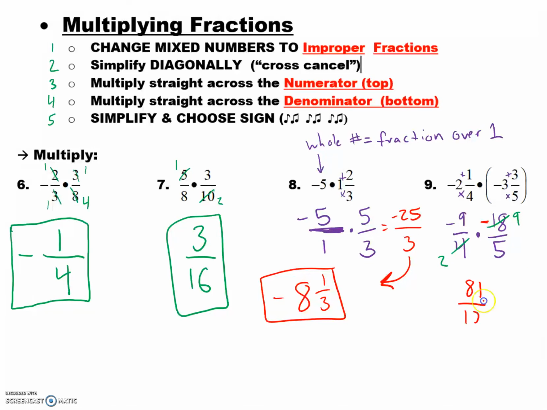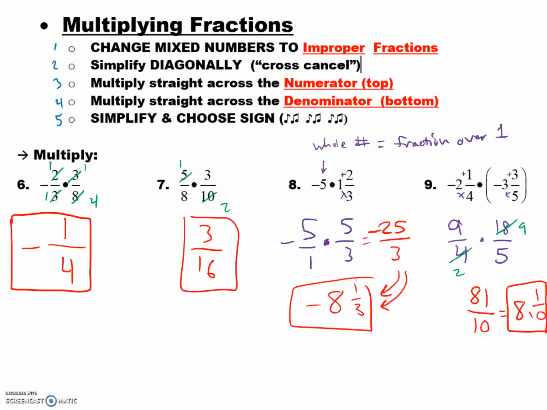2 times 5 is 10. 10 goes into 81 8 times with a remainder of 1. All right, and that's a positive answer. All right, so there are our notes over multiplying rational numbers.